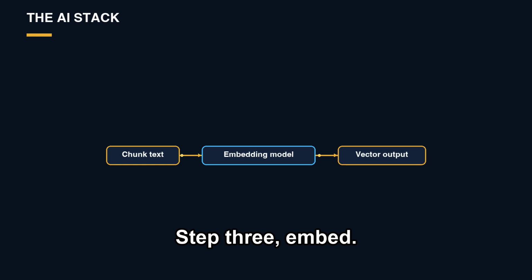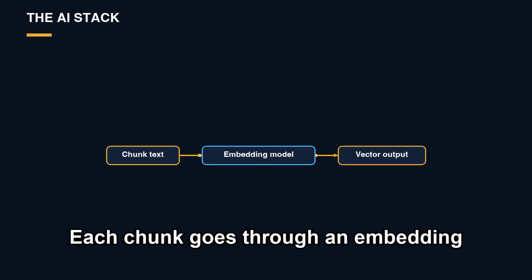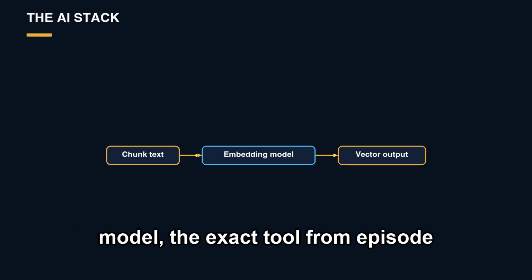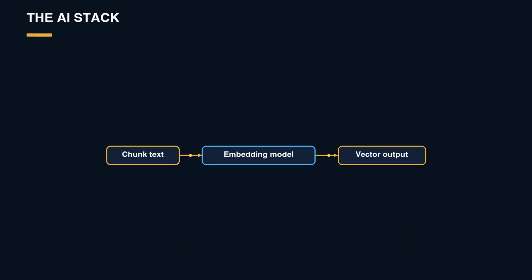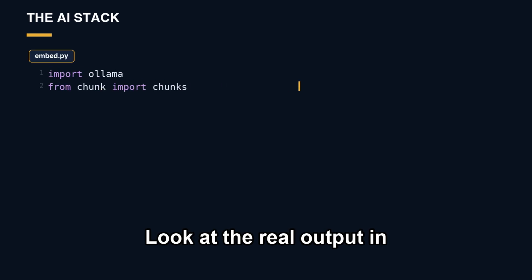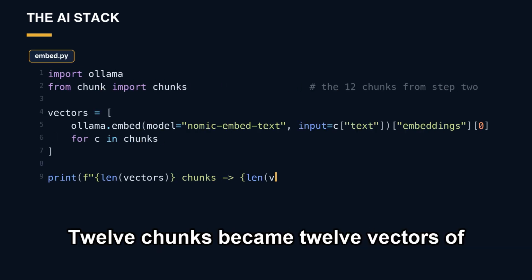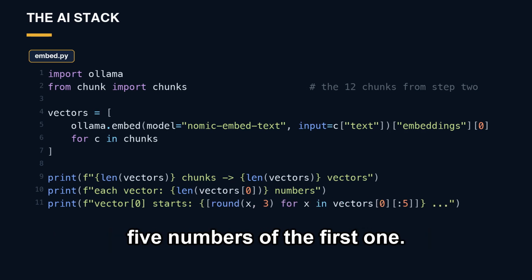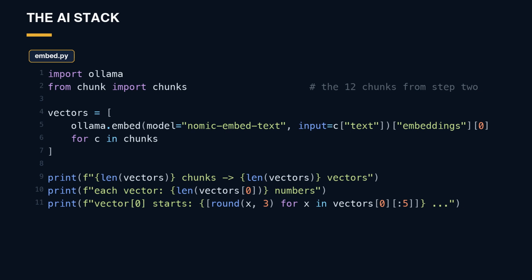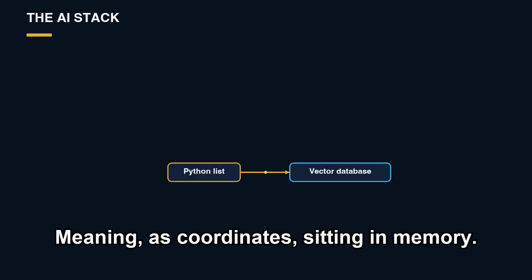Step 3. Embed. Each chunk goes through an embedding model, the exact tool from episode 3, and comes back as a vector, a list of numbers capturing its meaning. Look at the real output in that capture. 12 chunks became 12 vectors of 768 numbers each, and you can see the actual first 5 numbers of the first one. Meaning, as coordinates sitting in memory.